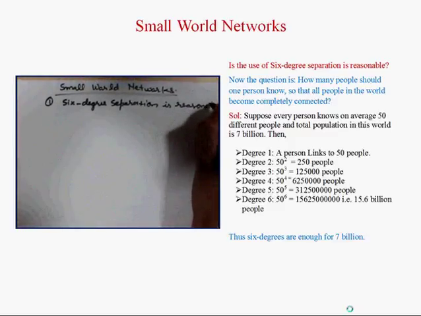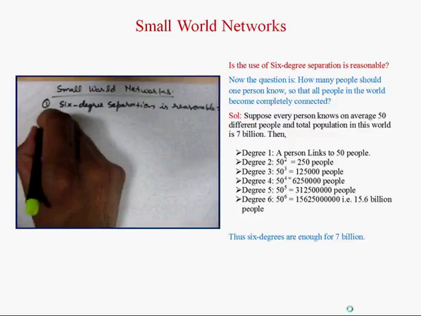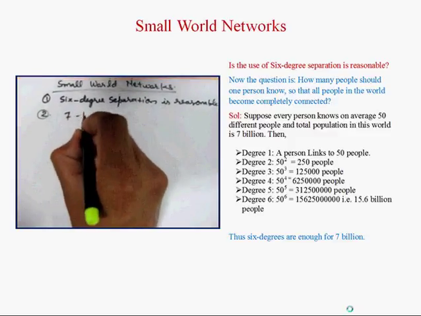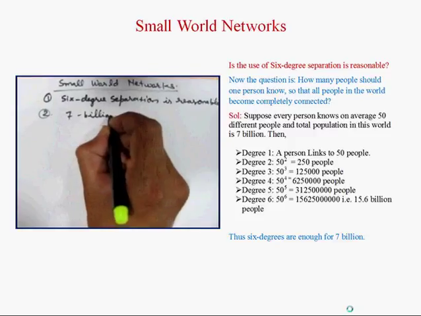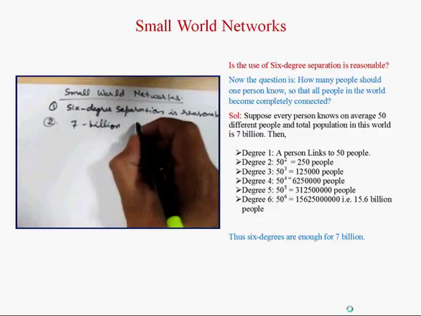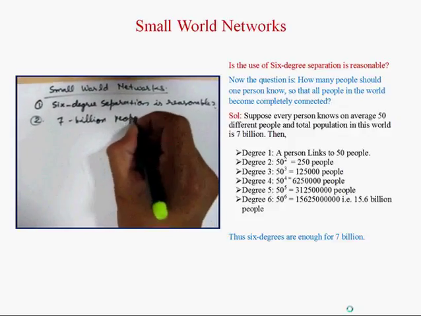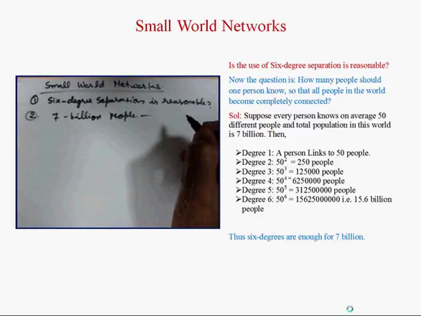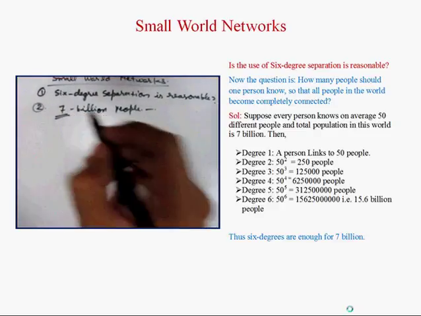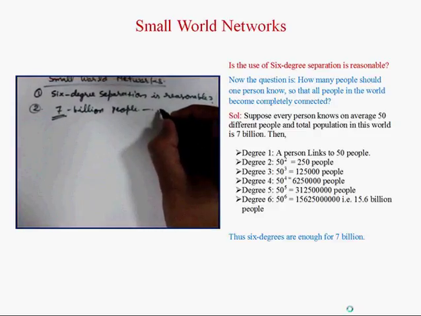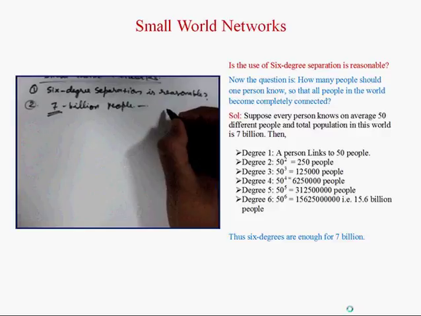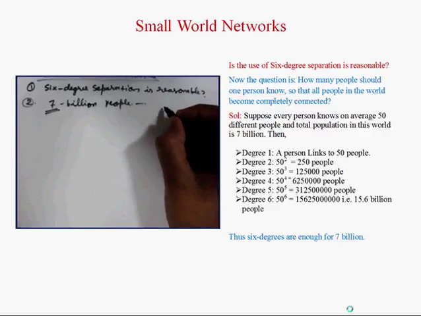And the other question is, suppose there are 7 billion people in the world, then will the 6-degree separation work here, or in other words, how many people should one person know so that all people in the world become completely connected?